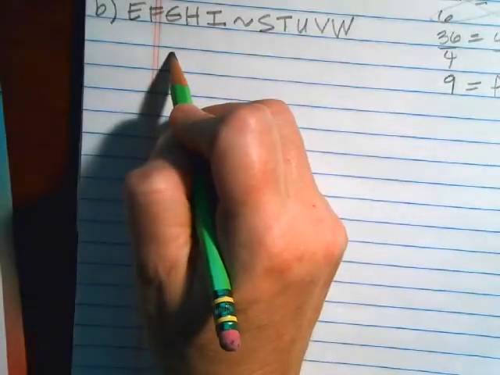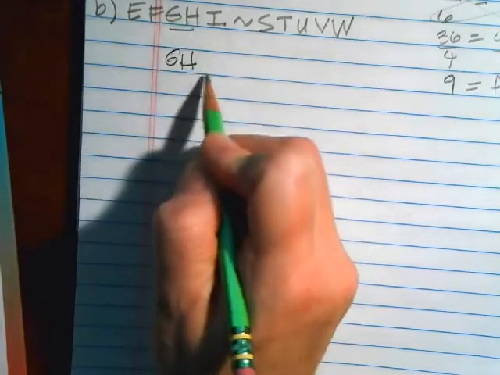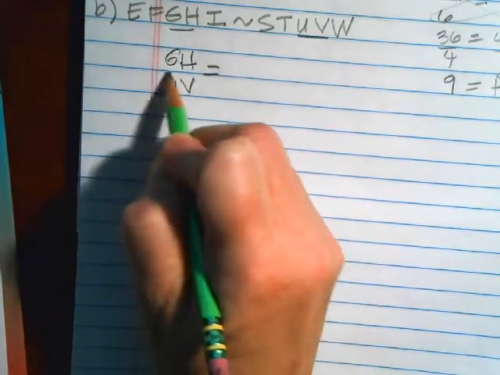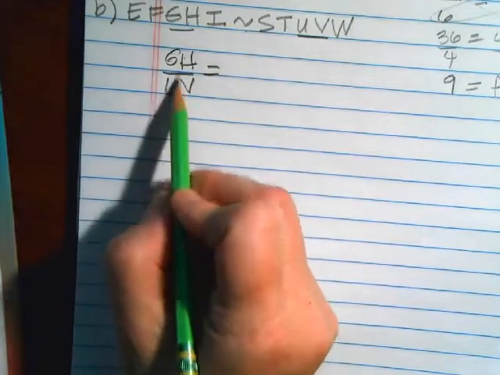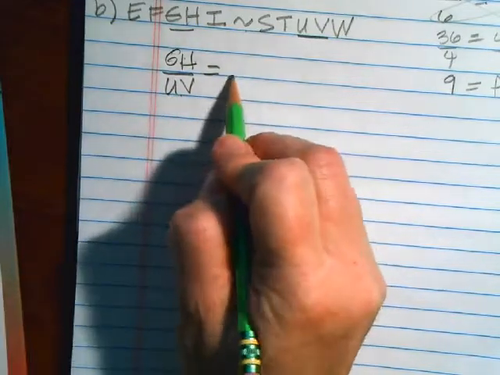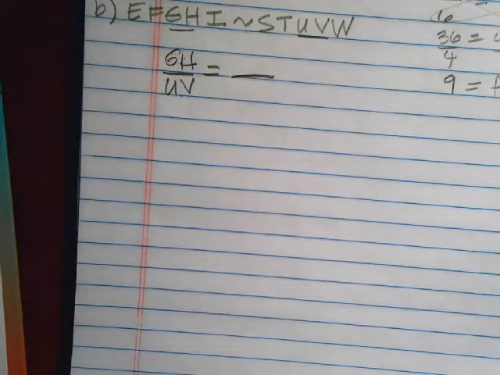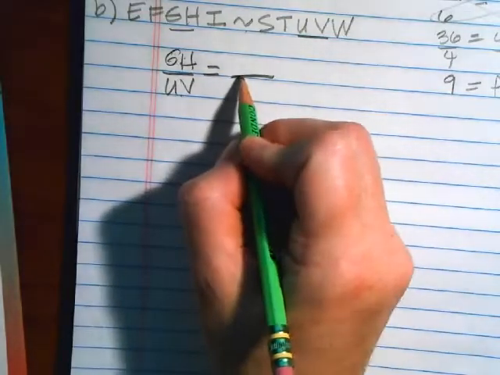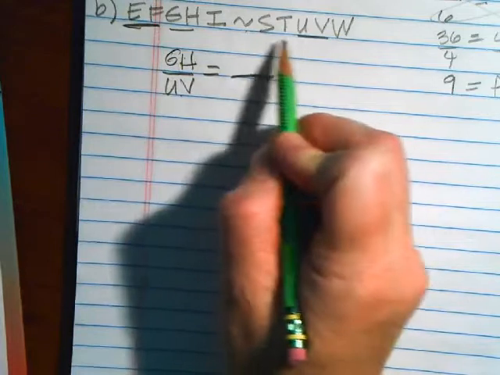So let's write that out. We've got GH, that's the one we're looking for, corresponding to UV. So I know whatever I divide those by, if these are similar, whatever this reduces to, all of the other corresponding sides should reduce to the same amount, because that's what similar means. It's just a dilation. One is an enlargement of the other. Okay, and then we have EF corresponds to ST.